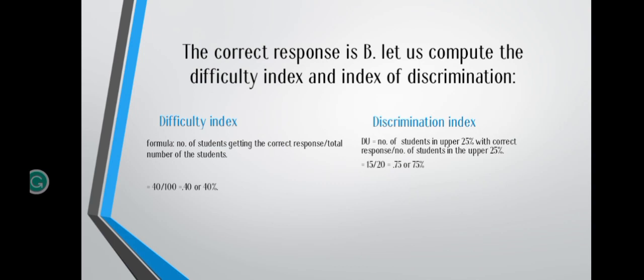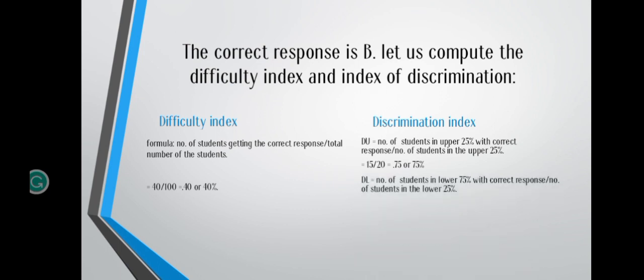Kung ilan ba yung nakasagot doon sa item. So, ibig sabihin, 15 lang yung nakatama sa kanila. So, 20 silang lahat sa upper 25% of the class. 20 estudyante yon. Bale, 15 lang yung tama ang sagot. Yung 5 ay mali ang sagot nila. So, we have to divide it. So, 15 divided by 20 silang lahat. 15 plus 5 is 20. So, is equal to 0.75 or 75%.